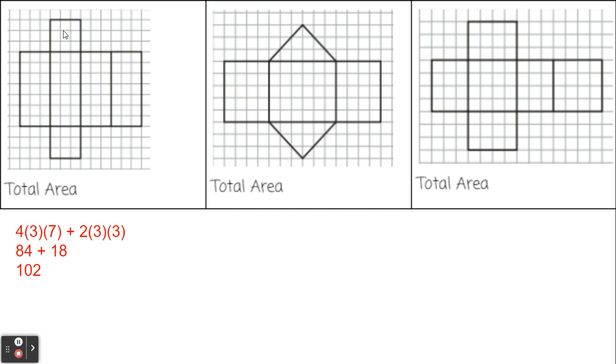I've also got 2 squares. So I'm saying 2 squares times 3 because 3 by 3 is their area. So I end up with 9 as their area, and since there's 2 of them, 18. So when I add them together, I get 102. Find the total area of the other 2 figures.